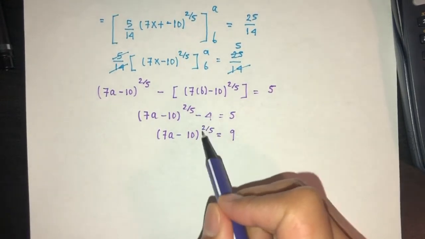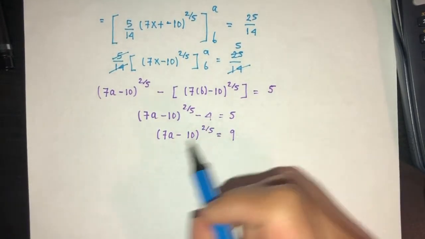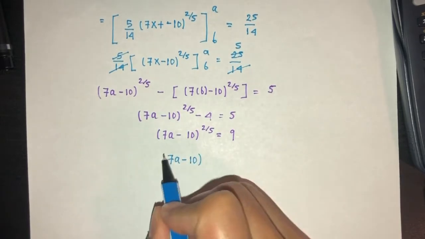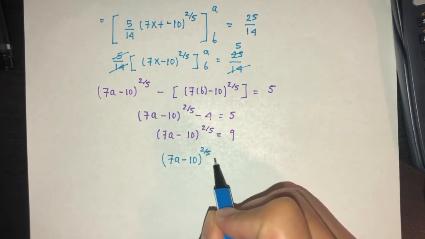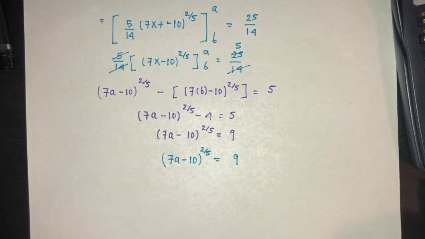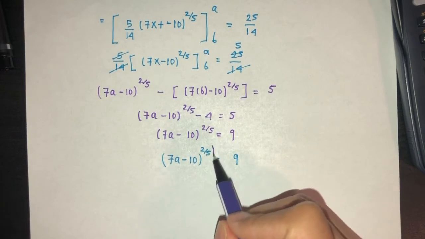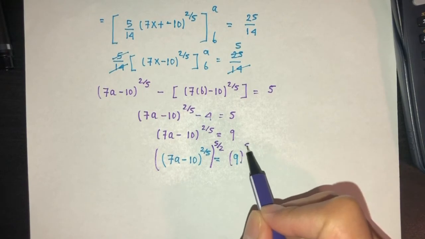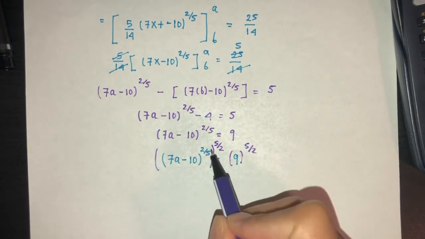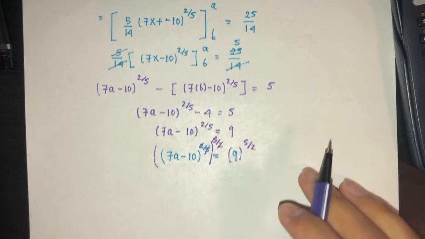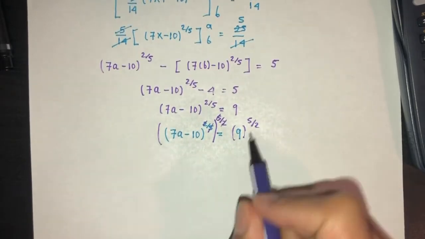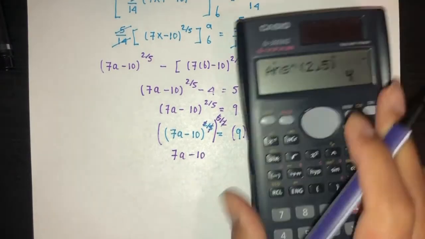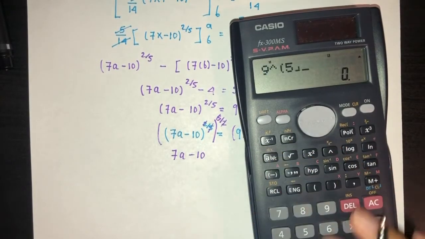Now how can you eliminate this? If you observe, let's do this here. We have 7a minus 10 power 2 over 5 equal to 9. To eliminate this, we have to apply power of 5 over 2 on both sides. So 5 cancels, 2 cancels, right? So we can eliminate this by doing that on both sides. Then you'll have 7a minus 10, and what is this? That will be 9 power 5 over 2.